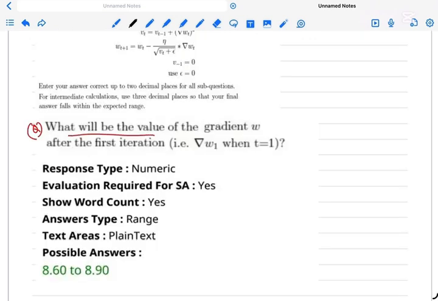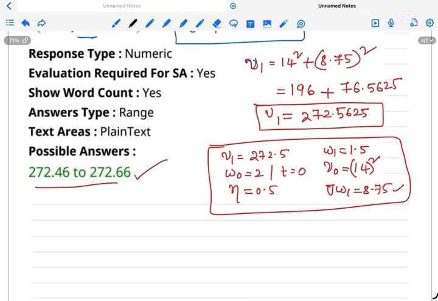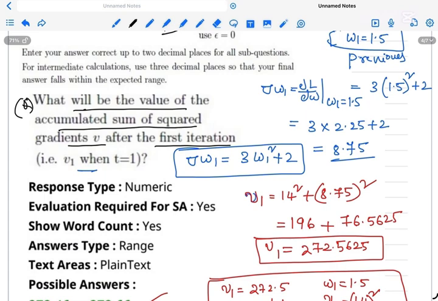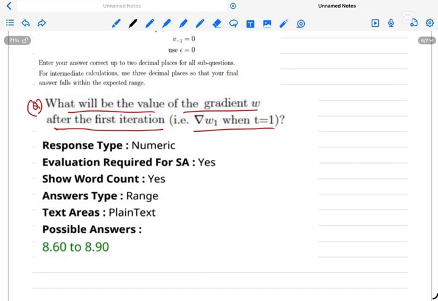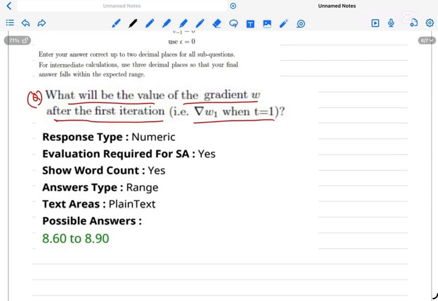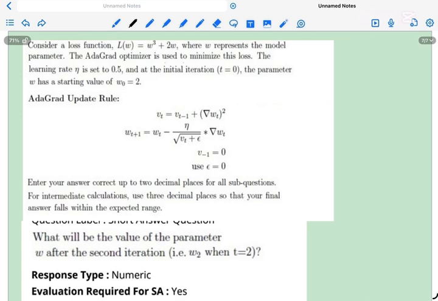So what will be the value of the gradient W after the first iteration? That is delta W1 at t equals 1. We already calculated 8.75, right? 8.75 is in this range. So the answer for this question is correct.